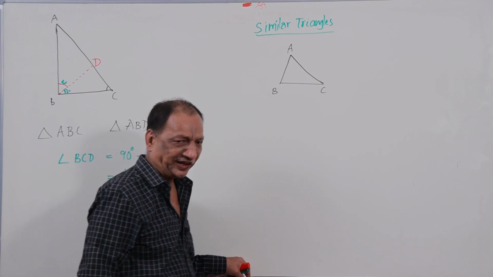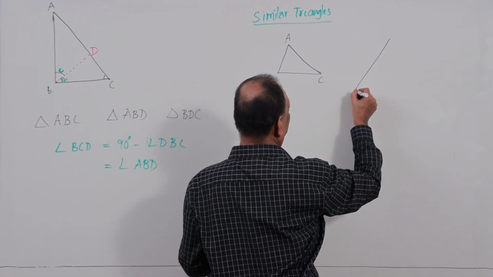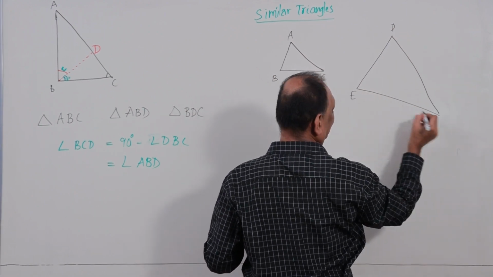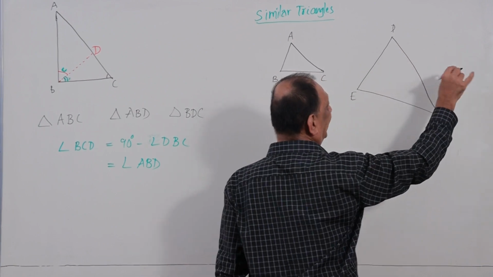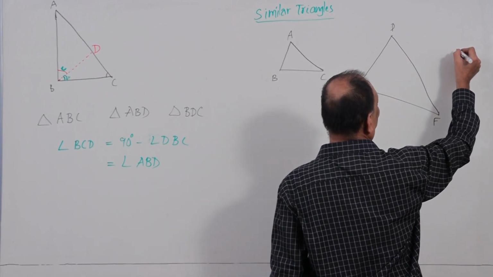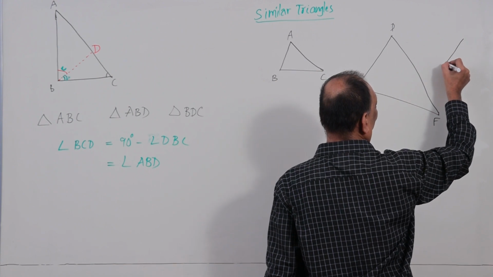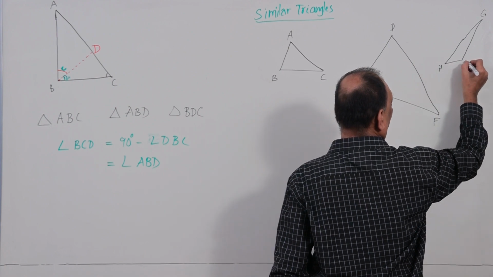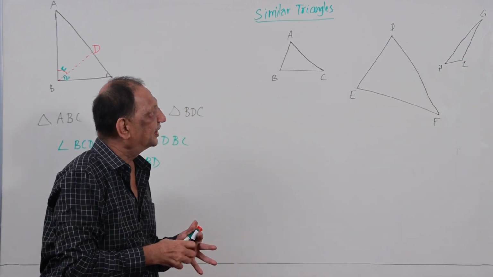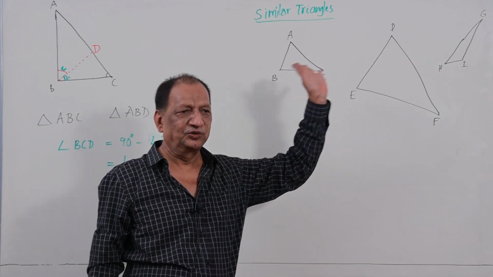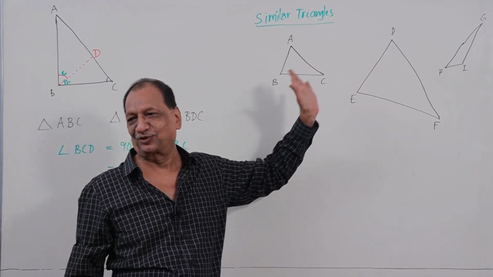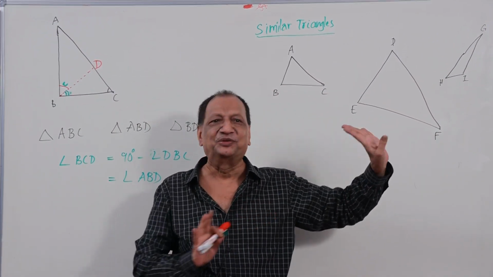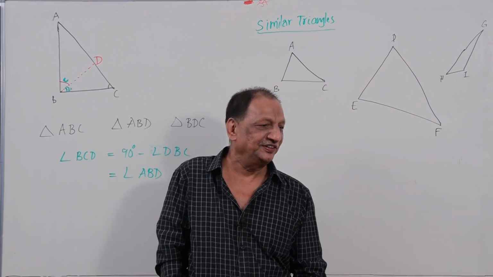Correct. I'll draw one more triangle on the side, DEF, right? If you want, I'll draw a third triangle, which is GHI. Now, if you consider the two triangles ABC and GHI, do they look similar? They don't. They look totally different, right? Whereas when you look at ABC and DEF, they look similar. So they look similar. That's why they are known as similar triangles.